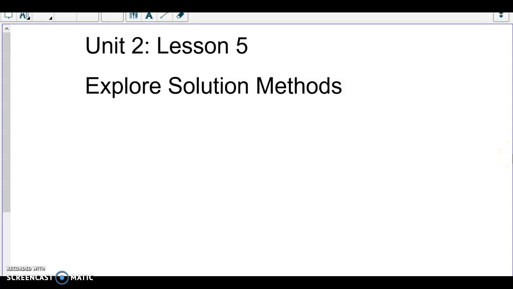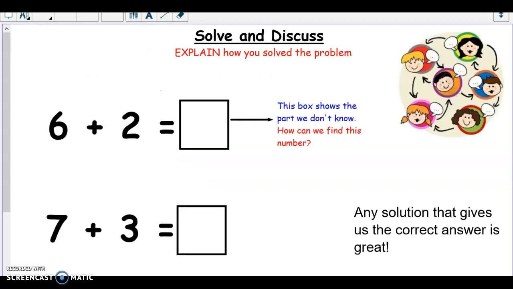Hi first graders, today we're moving on to Unit 2, Lesson 5, and the title of this lesson is Explore Solution Methods, and that pretty much just means you can use any way that you want to figure out the problems. You can use your fingers, you can draw pictures, anything that you can come up with to arrive at the correct answer. That's what this is all about today.